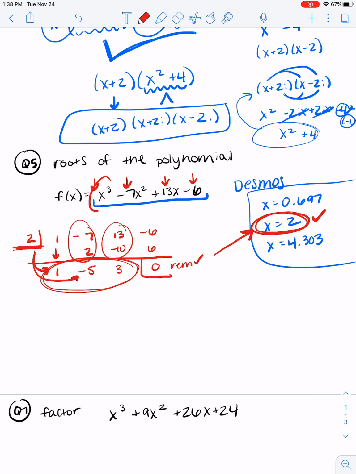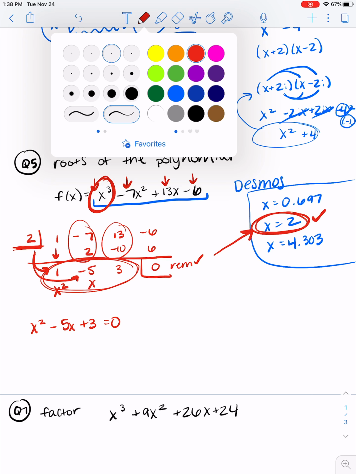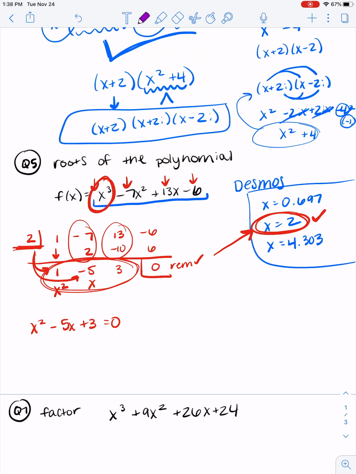Since we started our original equation with x cubed, this is going to start 1 degree less than x cubed. So it's going to be 1x squared, negative 5x, and then 3 is our number. So 1x squared minus 5x plus 3, I'm going to set that equal to 0, and then solve that equation. Now we know when we solve that equation, we're going to eventually get these two answers, but they're going to be in radical form. If I look at this equation right here, I can tell it's not going to factor. There are no factors of 3 that add to give me -5. So then I'm going to use the quadratic formula.